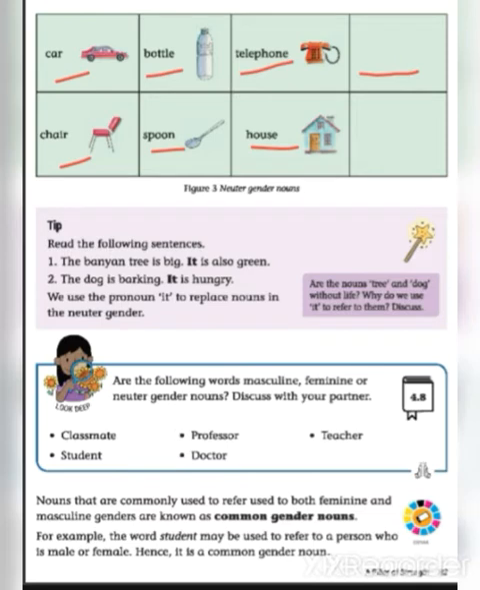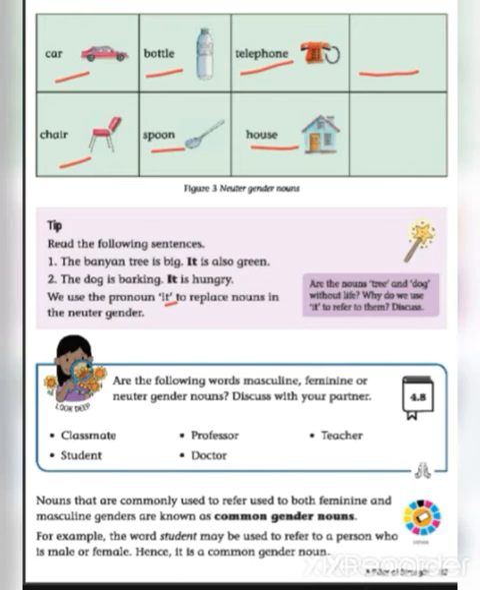Next, tip. Read the following sentences. The banyan tree is big. It is also green. Second one, the dog is barking. It is hungry. We use the pronoun it to replace nouns in the neuter gender. So we are using the pronoun it to replace nouns in the neuter gender.